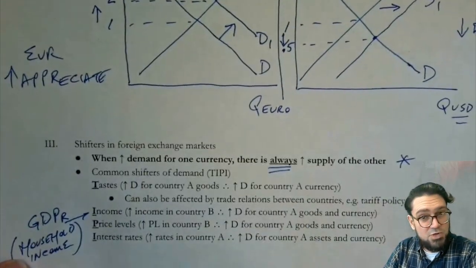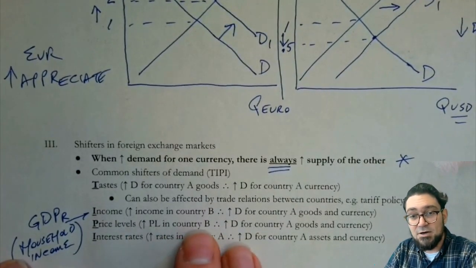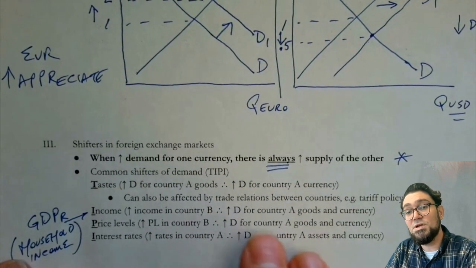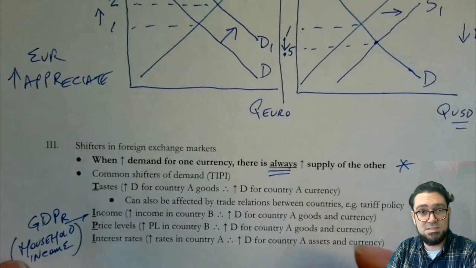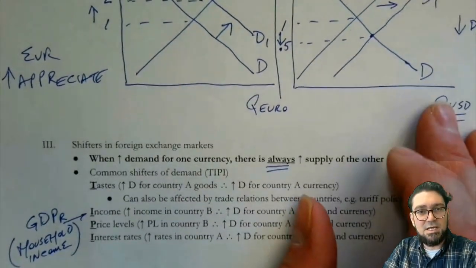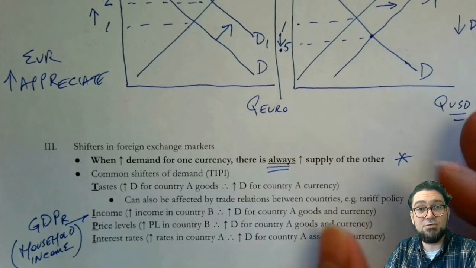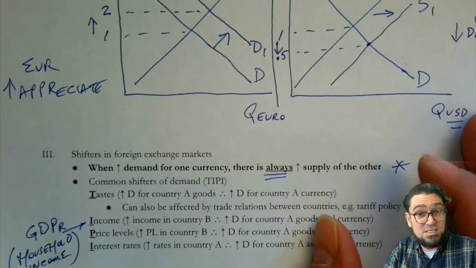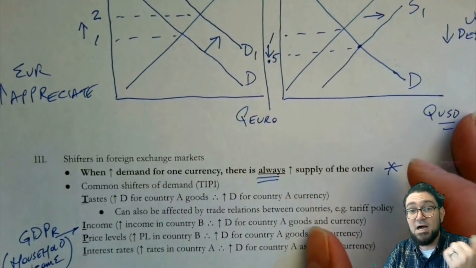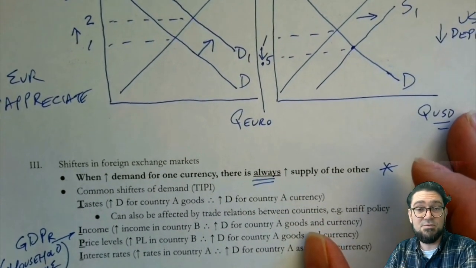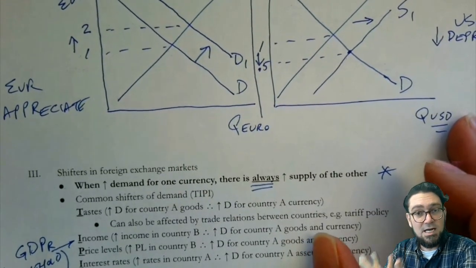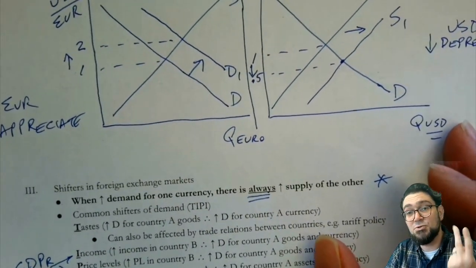The third one, price levels. If the prices are higher in a country, there's going to be more demand for the other country's goods and services. That's because if there are higher prices in one country, then the consumers in that country will want to buy things from the other country that are relatively cheaper now. In addition, the other country is going to buy less from the country that has higher prices as a result, right? So it's kind of a two-way street.